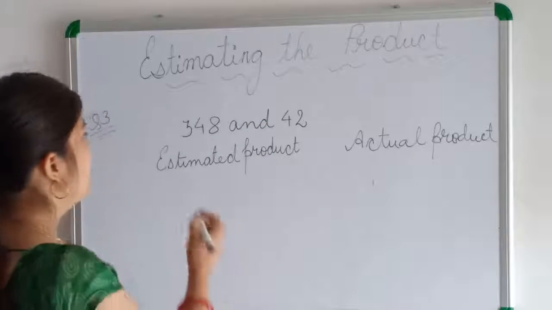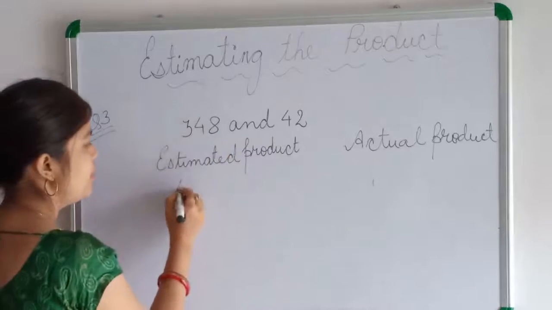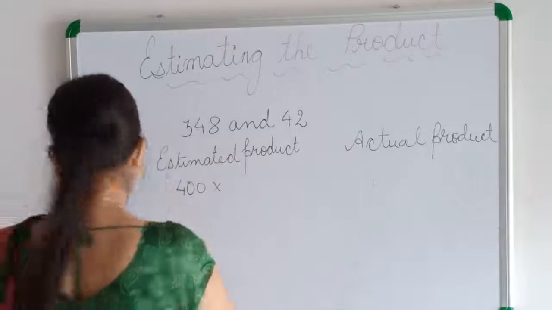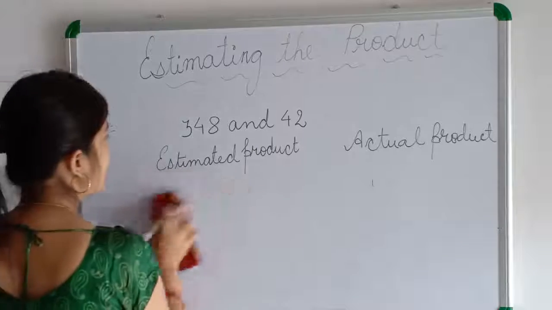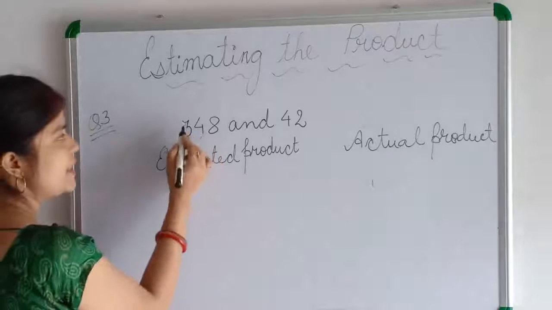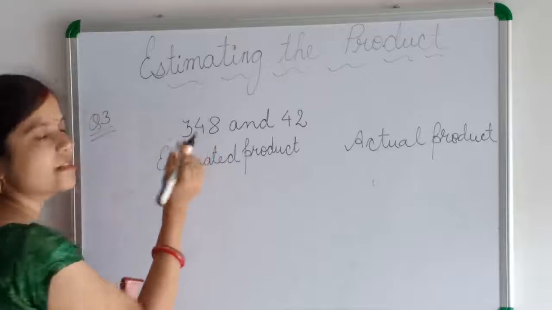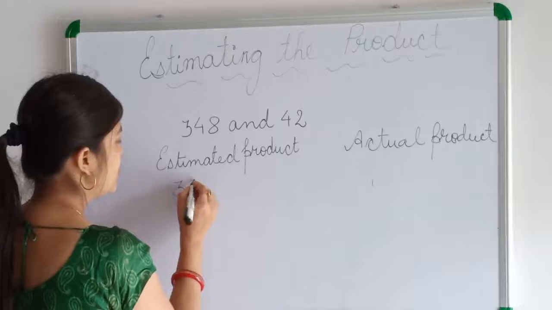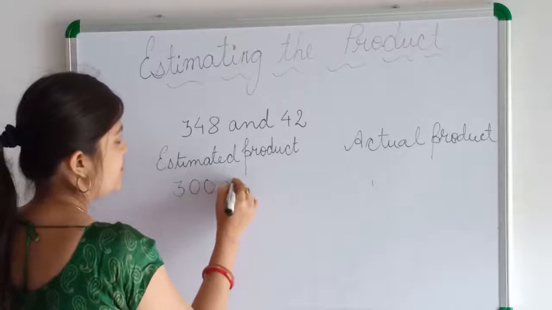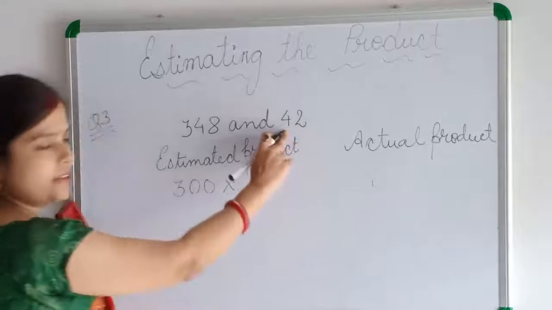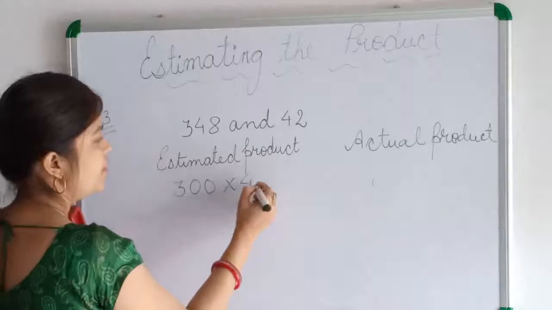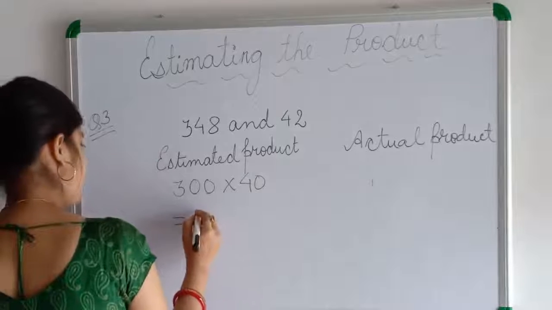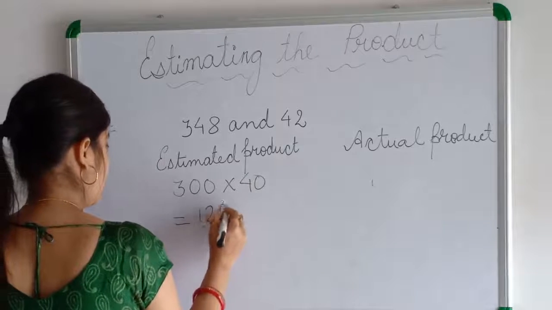You can also see, because we will round this number to the 400 and this to the, not 400, sorry. We will round this number to the 300 because we will see the just right of 3 is 4, which is less than 5. No need to increase the number. So it will be 300 into, here we will round it off to the 40. So the product will be 12,000.